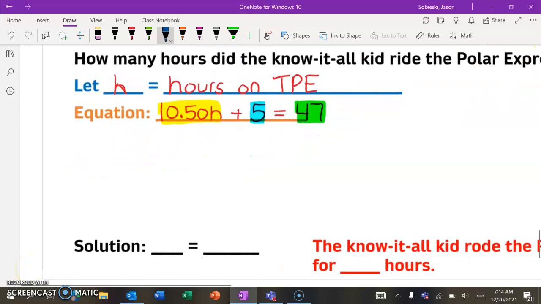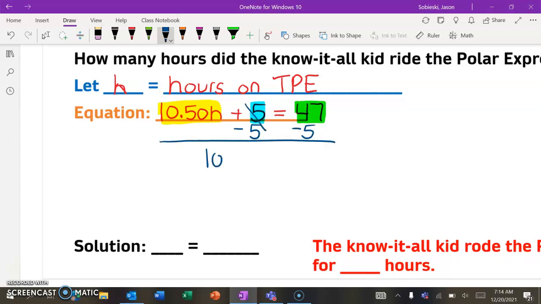Okay, so if you got 10.50H plus 5 is equal to 47, or 5 plus 10.50H is equal to 47, that would be perfect. So here's our two-step equation. Our goal is to get this H isolated, right? Get the H by itself. So if we want to do that, the first thing we need to do is subtract by 5 on both sides.